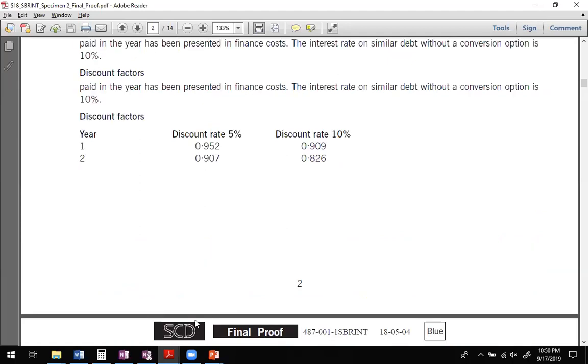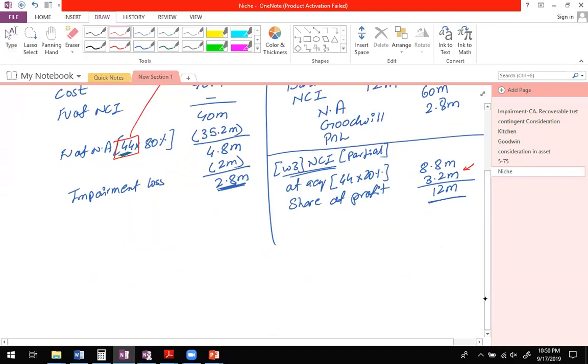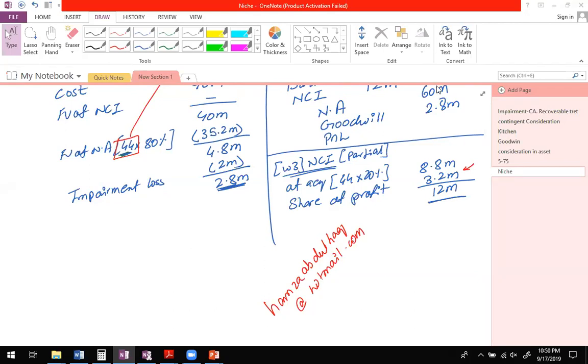So do solve this as a homework and you can submit me your answers on my email address at hmzabdulhaq@hotmail.com. So this is my email address. You can send me the answers for a feedback, and I will send you my reply in a day or two.